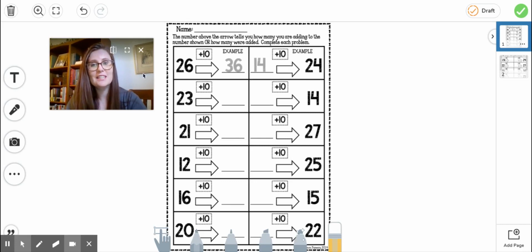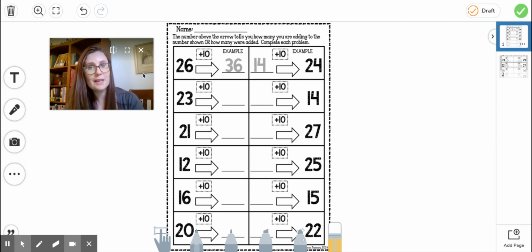Hi, first graders. This week we're going to continue to think about adding 10 and subtracting 10 in a snap. So on Tuesday, you did your 100 chart puzzle, and we really tried to look at the patterns that we could see as we added 10 and subtracted 10.